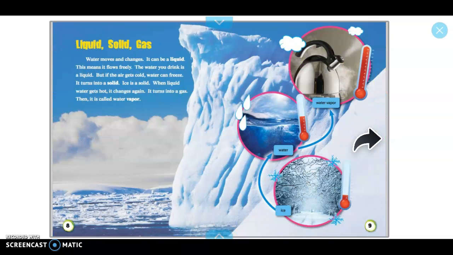So liquid, solid, gas. Water moves and changes. It can be a liquid. This means it flows freely. The water you drink is a liquid. But if the air gets cold, water can freeze. It turns into a solid. Ice is a solid. When liquid water gets hot, it changes again. It turns into a gas. Then it is called water vapor.